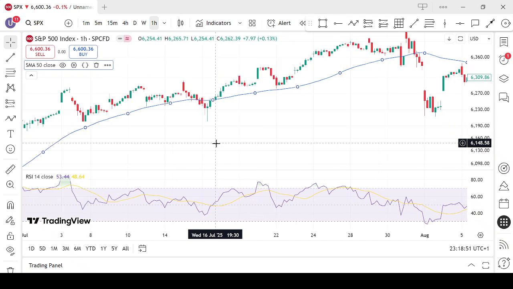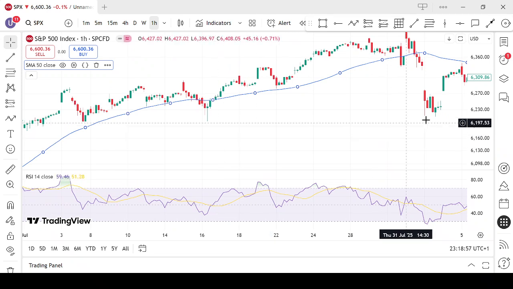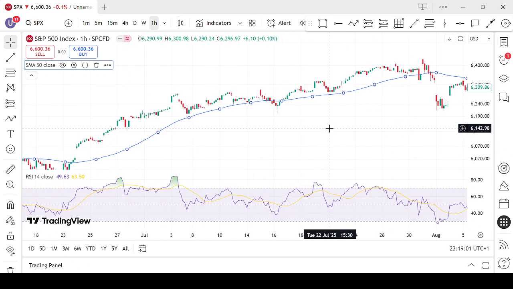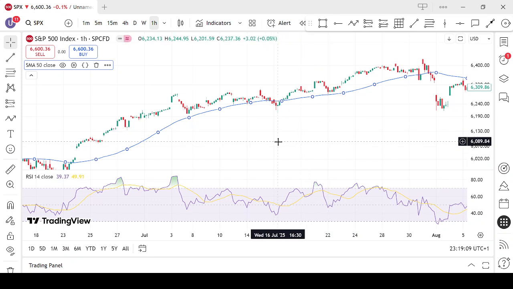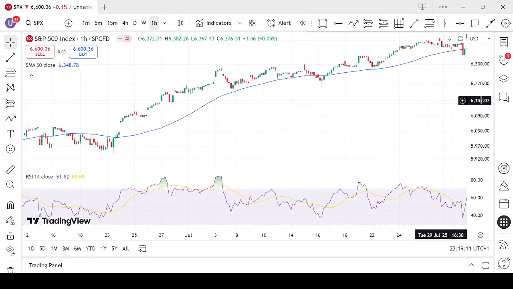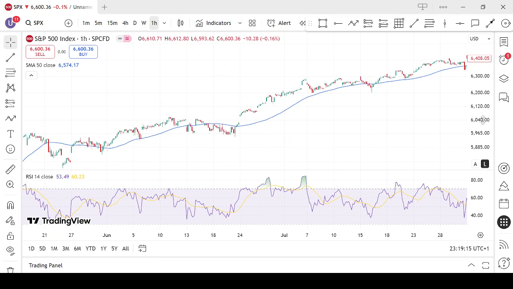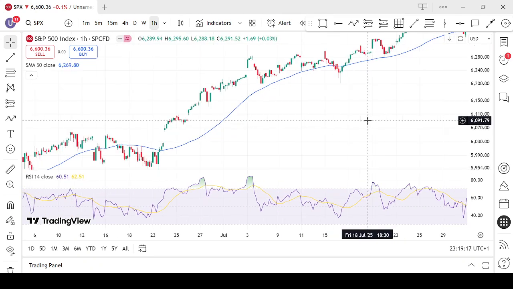The MA, the moving average, shows the average price over 50 bars, smoothing out noise and highlighting trend direction, while the RSI measures momentum on a scale of 0 to 100. Reading above 70 suggests overbought conditions, while reading below 30 indicates oversold levels.